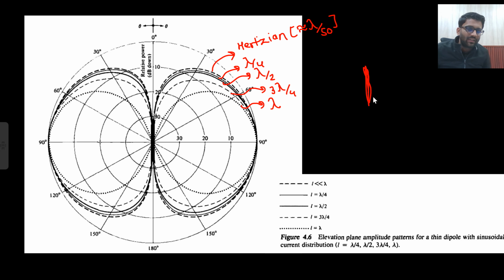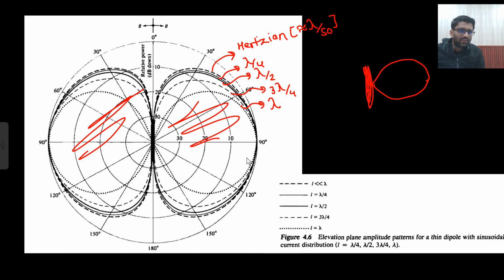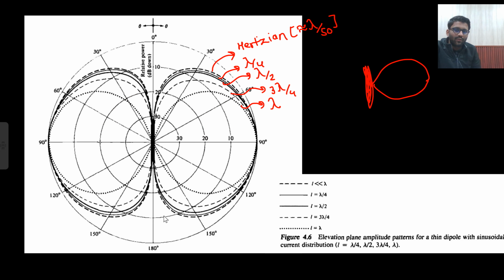What do I mean by lobe width? Let's just say this is my antenna. It is having a radiation pattern like this, and here also it is having a radiation pattern like this. This radiation pattern is similar to this one. Why is that so? Because this range is from 0 to 180 degrees, and this range is also from 0 to 180 degrees. So both will have the same radiation pattern. So I am only caring about this lobe. This is known as a lobe.